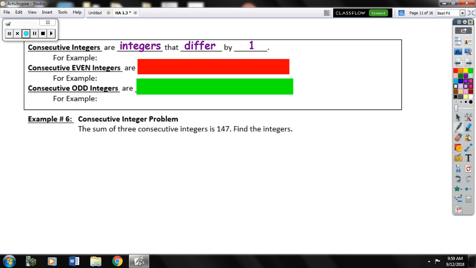So for example, 3, 4, 5, 6. Those are consecutive integers. We also could have negative 10, negative 9, negative 8. Now, consecutive even integers, for example, would be 2, 4, 6, 8. Those are integers that differ by how much? 2. Good.